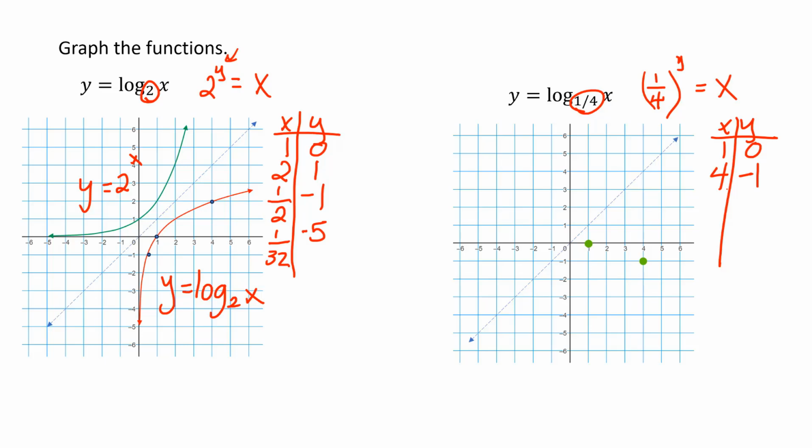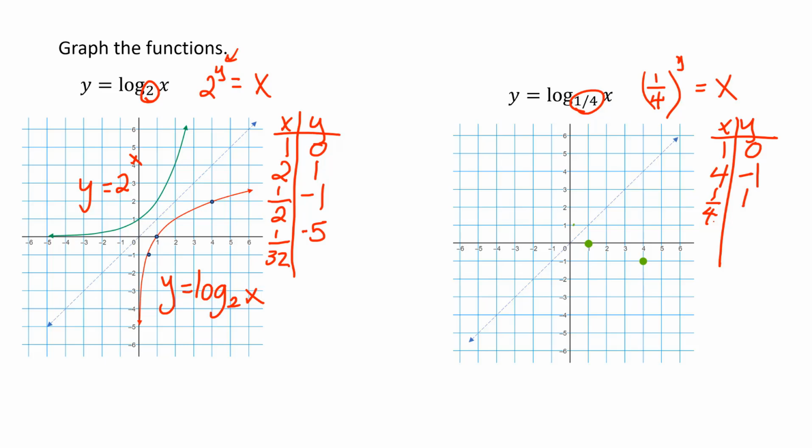It's still going to be approaching the y-axis from the right side, because you can't get a negative number no matter what exponent you put on 1/4. But if you make y 1, for example, you're going to get 1/4 to the 1 power, that's 1/4. And so x will be 1/4, and the point (1/4, 1) will be on this graph.